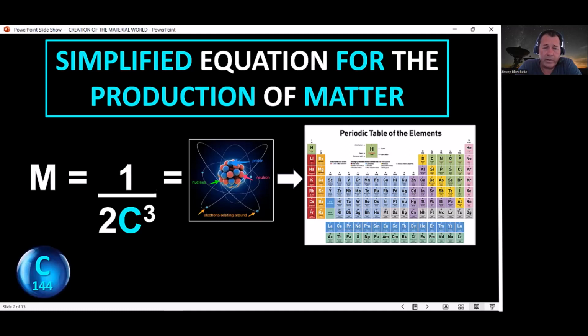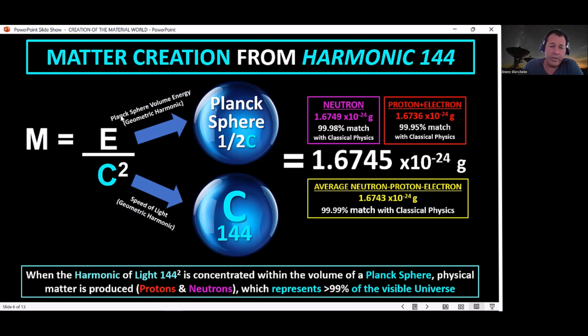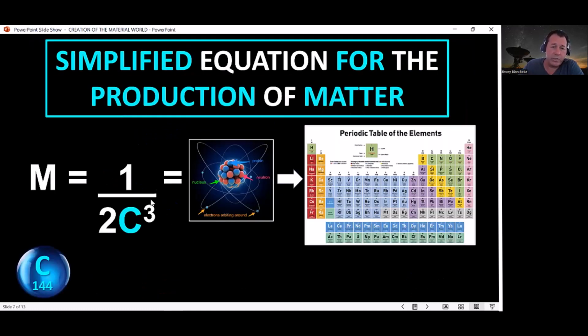So if we look at the simplified version of that equation of everything we've shown earlier in the previous slides, we can represent the creation of the matter, represented by the letter M here, by 1 over 2 times the speed of light harmonic cubed, right? So all this work we've done here, this calculation here, can be simplified using this equation here, 1 over 2c cubed, which again leads to the production of the mass of the proton, neutrons, and electrons, which makes up all the atoms and essentially makes up all the periodic table of elements that represents the physicality or the production of matter, the physical world we live in.